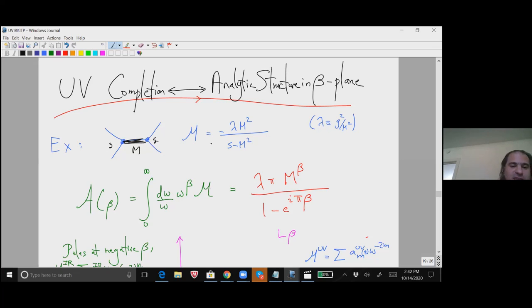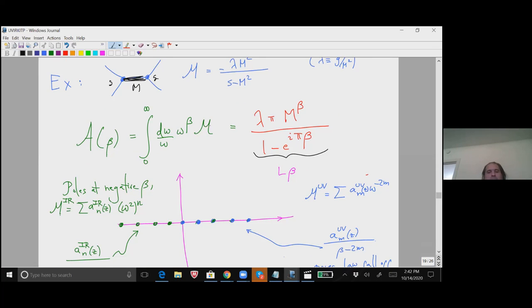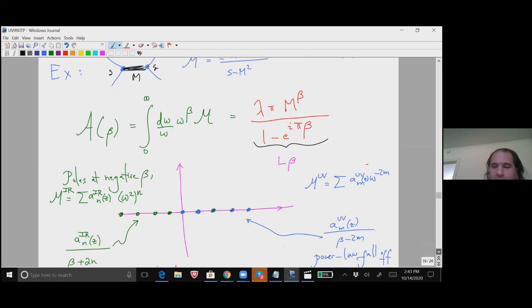Okay, so in this case, you can just trivially do it analytically. And you get this interesting expression where m is the mass of the particle. I get m to the beta over 1 minus e to the i pi beta. And this guy has an infinite series of poles on the real beta axis. Okay? So let's try to understand why we have these poles.